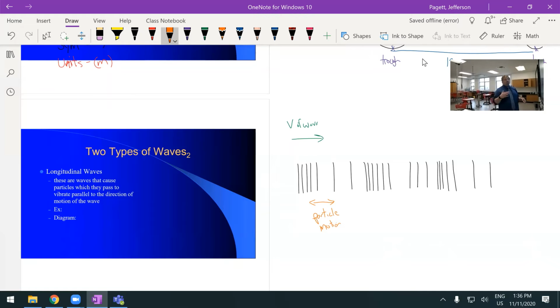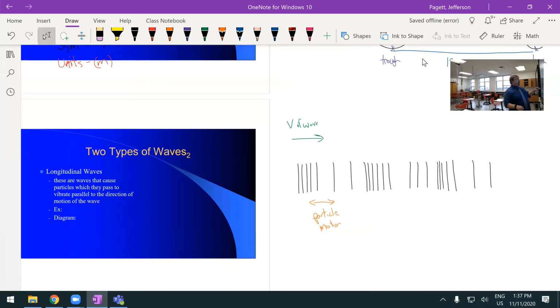Okay, so the particles are vibrating parallel. And again, this will be a little bit better once I show you the animation, or once I demonstrate this in class. You'll be able to see it a lot more and go, oh. But basically, it's doing this as it travels along. The particles are vibrating parallel to the direction of motion.